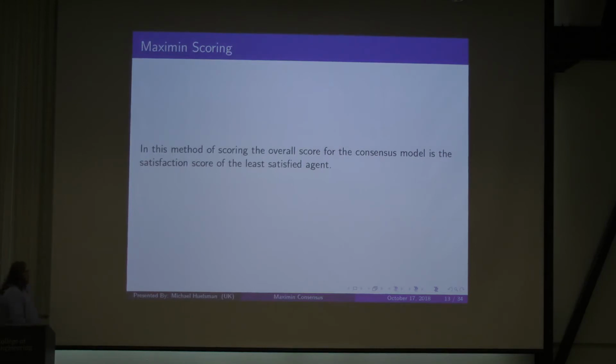The idea of maximin is that the score for the joint model, the satisfaction score overall, is how many comparisons it satisfies for the least satisfied user. And what that enables us to do is, if we maximize that, that means that the least satisfied user, sorry, agent, is as satisfied as they're going to be. So everybody may not get their best possible satisfaction, but everybody will be guaranteed a certain level of satisfaction.